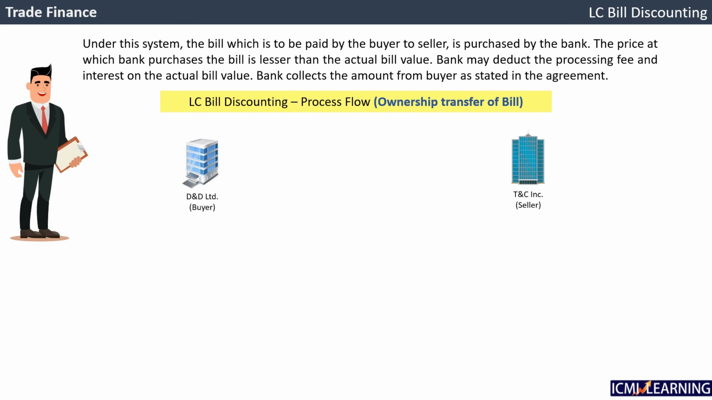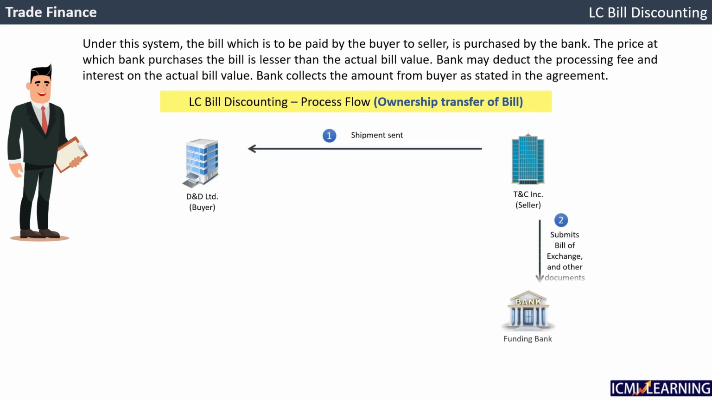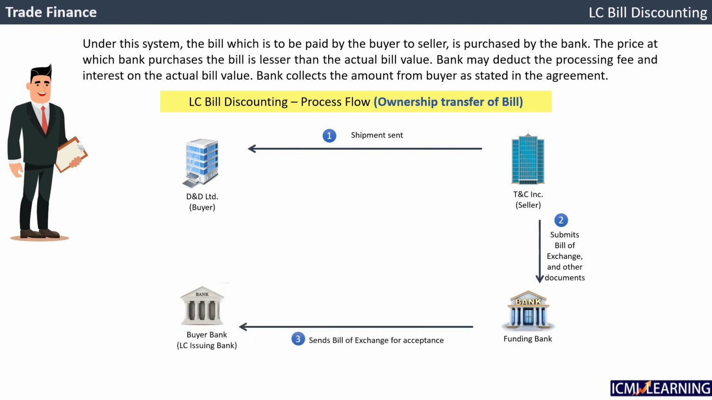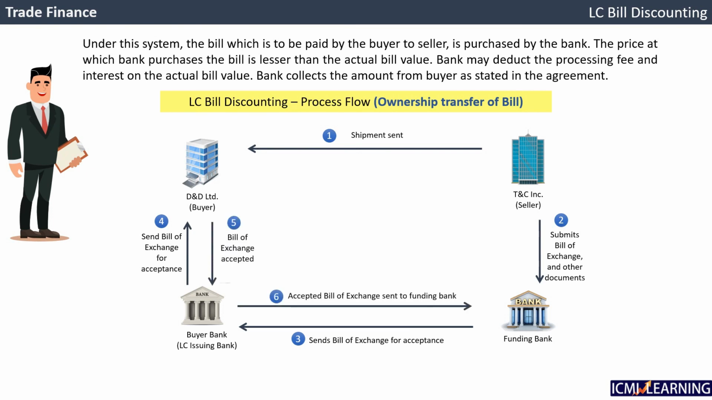Let's take an example. There is a buyer, D&D Limited, and the seller, TNC Incorporation. The shipment is sent from the seller to the buyer. The seller then submits bill of exchange and other documents to the funding bank. The funding bank sends bill of exchange for acceptance to the buyer's bank. When the bill of exchange is accepted, the buyer's bank sends the accepted bill of exchange to the funding bank. The seller sells the bill of exchange to the bank. After deducting the margin, bank makes the payment.